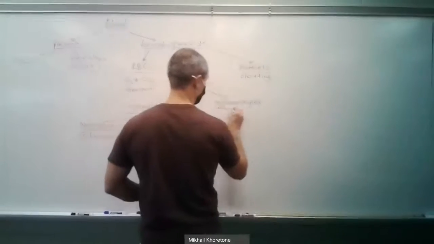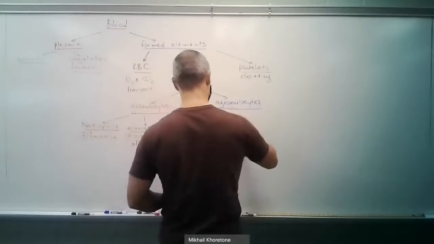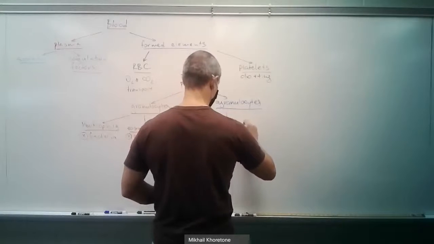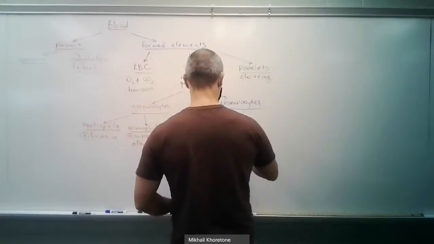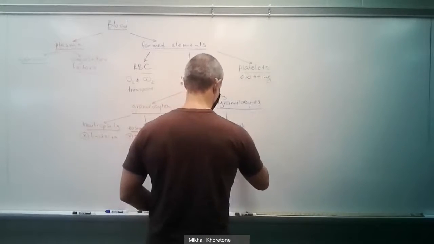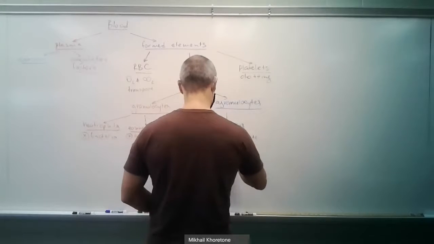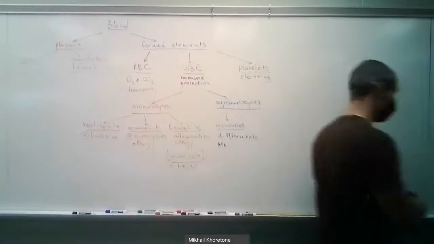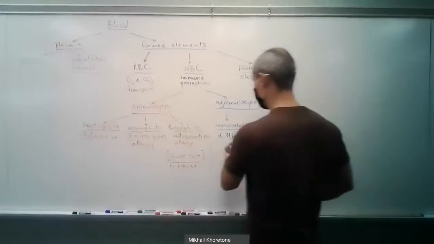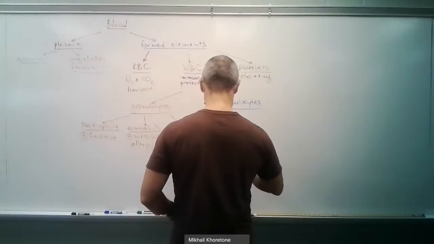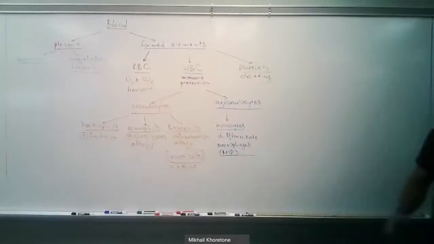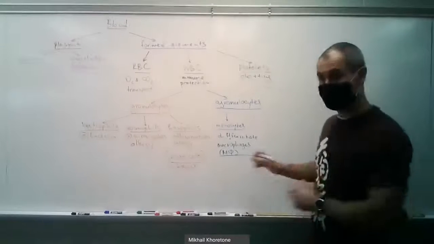Now, agranulocytes. Two main categories, first one is monocytes. And monocytes, they actually are immature cells. They differentiate into macrophages. Macrophages, as you can guess from the name, are big eaters. They eat other cells, debris, pathogens, whatnot. Does that make sense? That's their actual function.